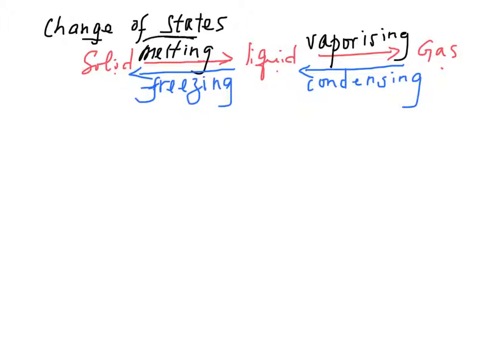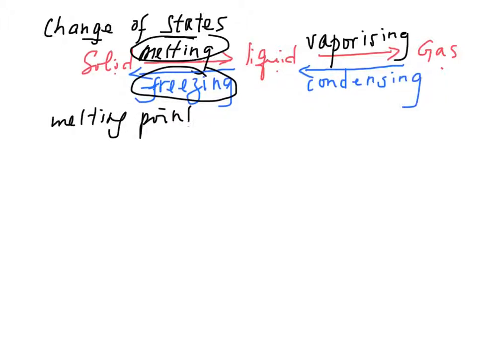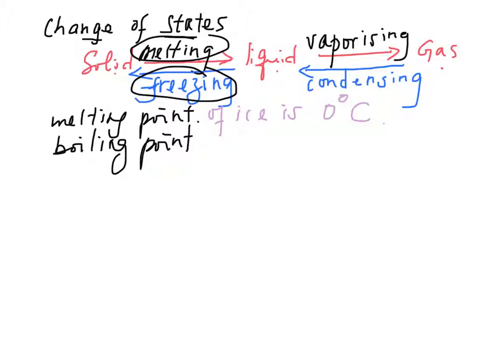The temperature at which melting or freezing occurs is called melting point. And the melting point of ice is 0 degrees Celsius. The temperature at which vaporizing or condensing occurs is called boiling point. And the boiling point of water is 100 degrees Celsius.